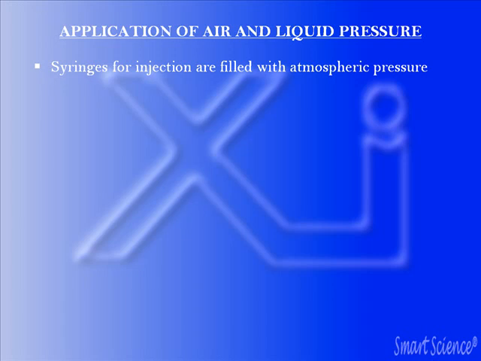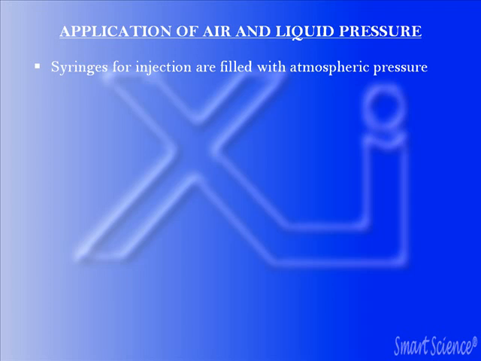The syringes for injection are filled with atmospheric pressure. When you draw the piston backwards, the pressure of the atmosphere on the liquid pushes the liquid into the syringe. So that is an application of air pressure.